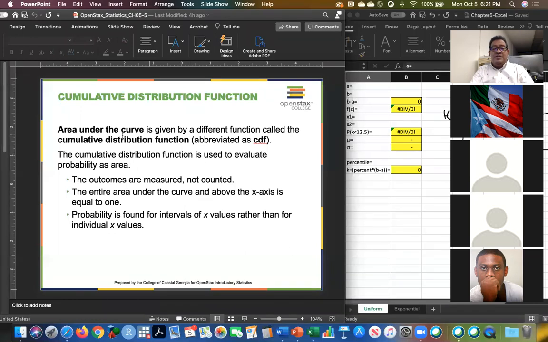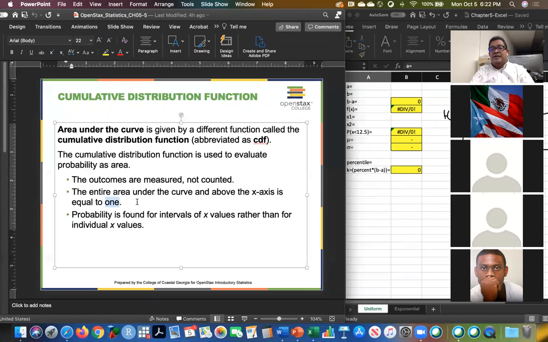So the goal is that we are going to look at the cumulative distribution function. We are going to look at the area under the curve, which is given by a different function called the cumulative distribution function. The cumulative distribution function is used to evaluate probability areas. The outcome is measured, not counted, as in the previous chapter. The entire area under the curve and above the x-axis is equal to 1, which is the addition of all the probabilities in our case. Probability is found for intervals of x values rather than for individual x values.